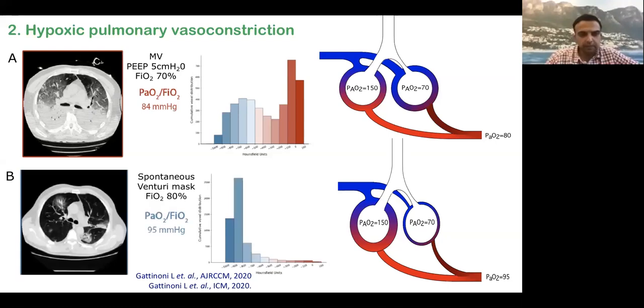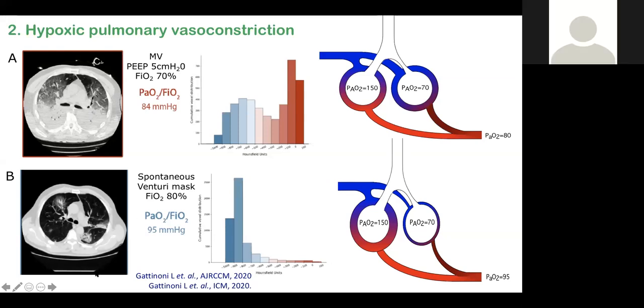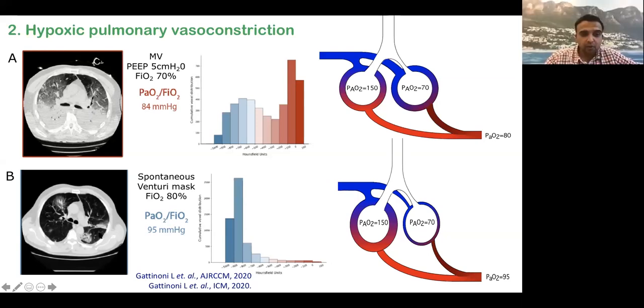Now I want you to compare this type of patient with another patient. Here you can see that the pathology on the chest is actually minimal, but the patient is very hypoxic, and the PF ratio is equally bad. But when you look at the graph, the Hounsfield units show you that there are more areas that are aerated.